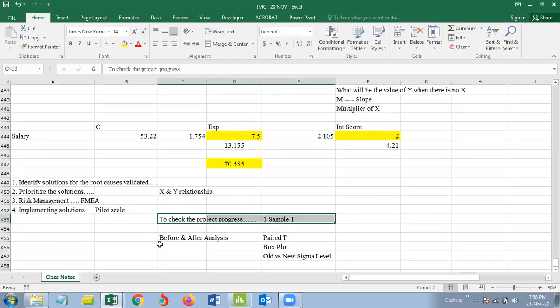That's what you showcase to the management: that I have a validation that we improved the process. I can show you before and after statistical tests, which confirm that the old and new process are significantly different. We will be showing that using a box plot also, and we'll have some old and new sigma level comparisons.